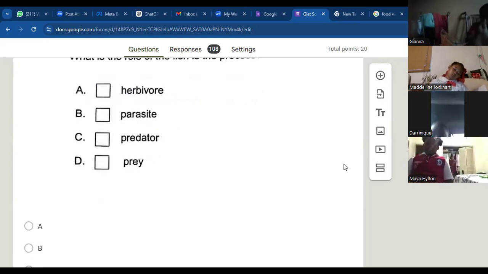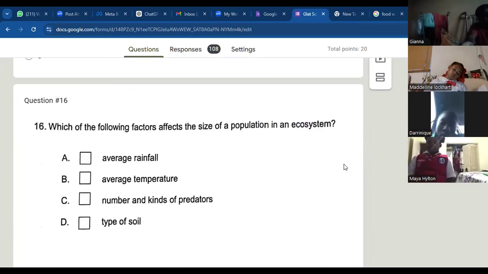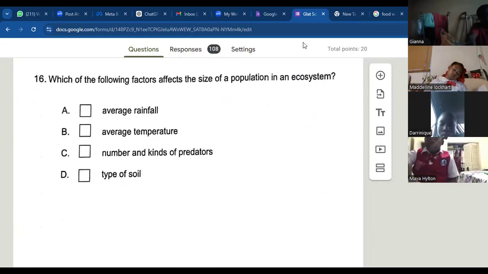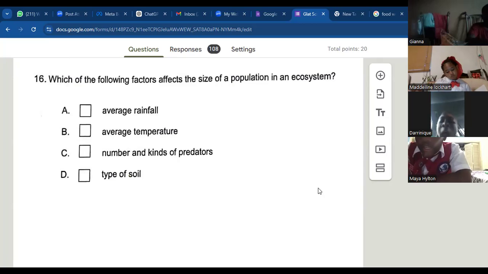Next, let's go on to number 16. Go ahead, Maya. Number 16. Which of the following factors affects the size of a population in an ecosystem? A, average rainfall. B, average temperature. C, number and kinds of predators. D, types of soil. Very good.